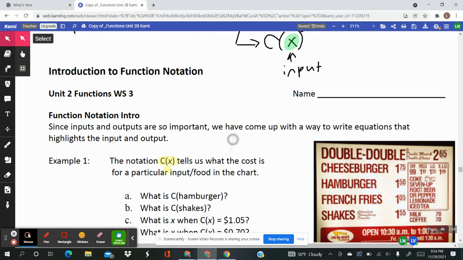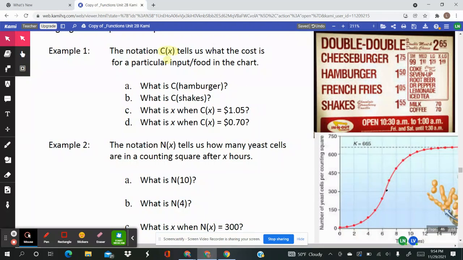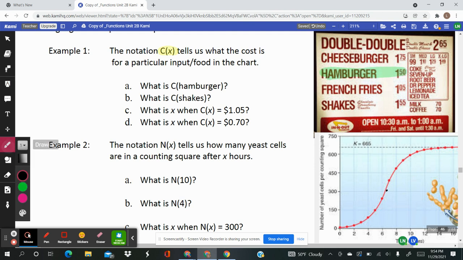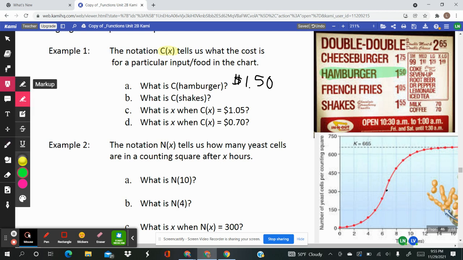So let's continue further down. Letter A. What is c of hamburger? Meaning, what is the cost of a hamburger? Well, if I look at the chart off to the right, I can determine it just like if you're going in and ordering a meal at McDonald's. A hamburger costs us $1.50. So I'm going to put that over at letter A, $1.50. For letter B, what is c of shakes? So what is the cost of a shake? Well, when I go over and look at the menu, the cost of a shake is $1.55.